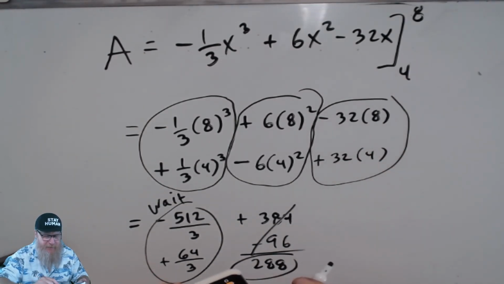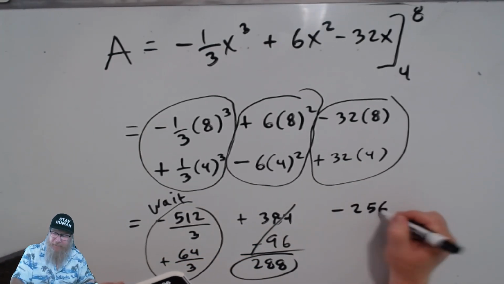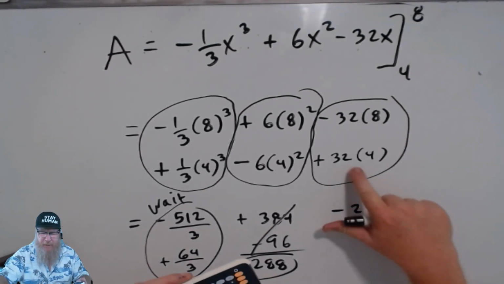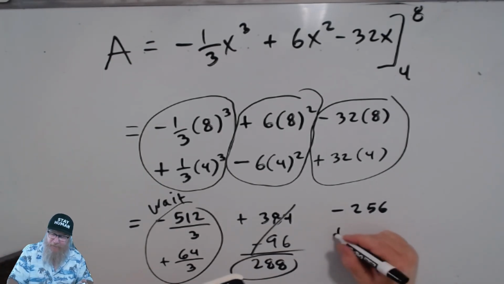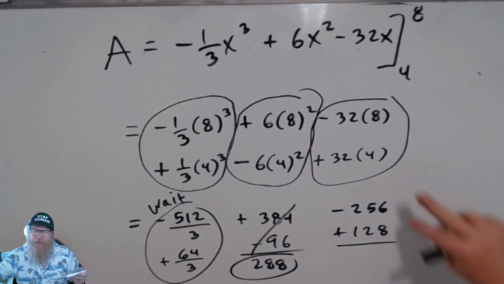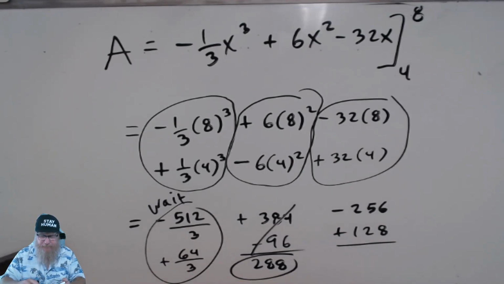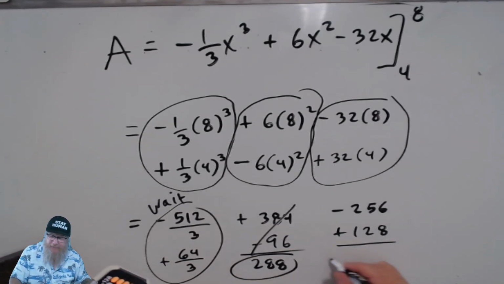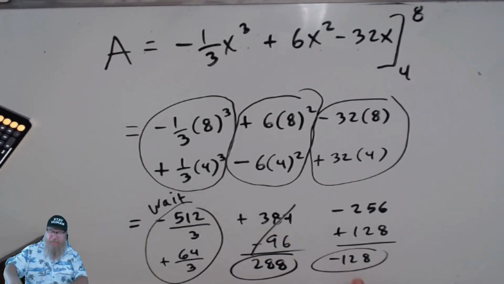And then finally, negative 32 times 8 is negative 256. And then 32 times 4. I don't know why I have to do all this arithmetic with you. You all know how to do that. Oh, that's kind of cool. Yeah, 128, 256. Just get the sign right. It's negative 128. So I've been waiting on this, and then I've got these two numbers here, 288 minus 128.